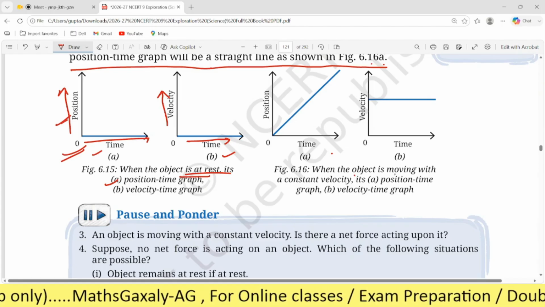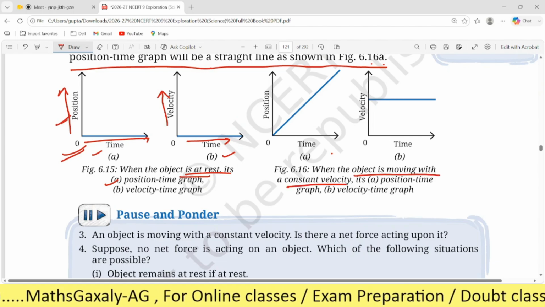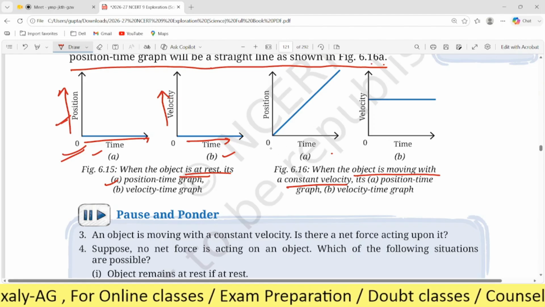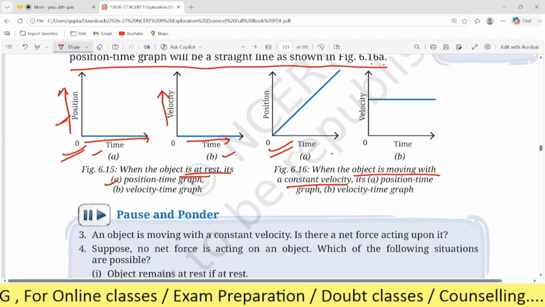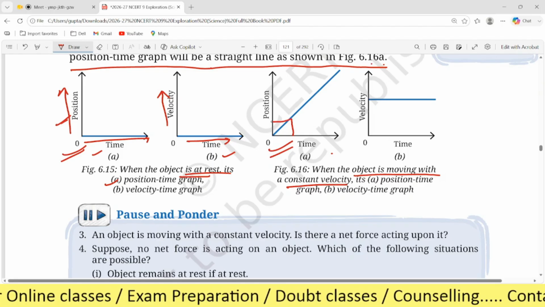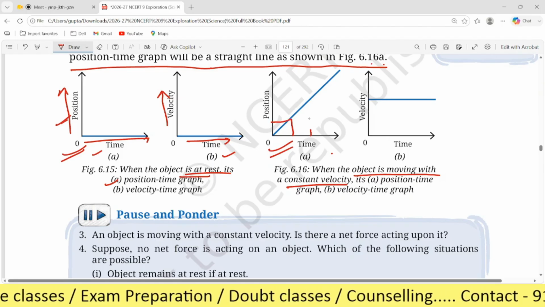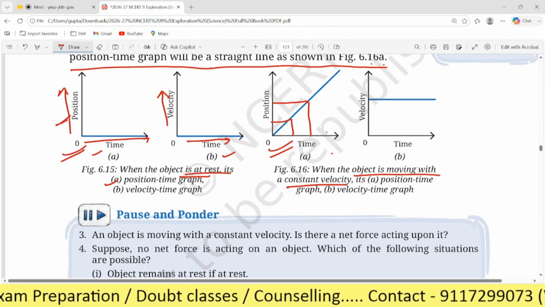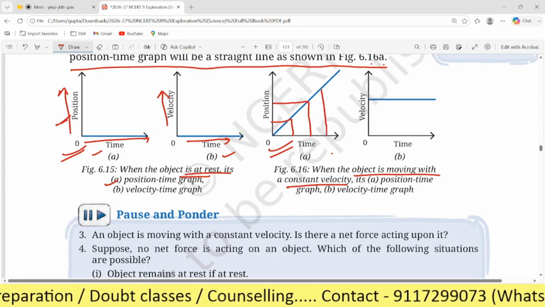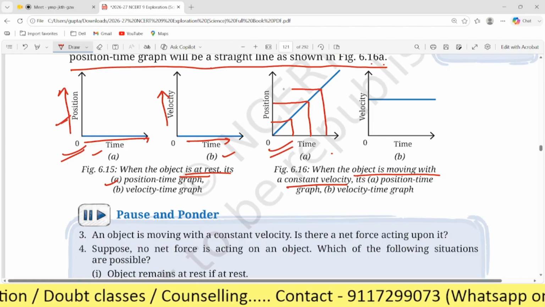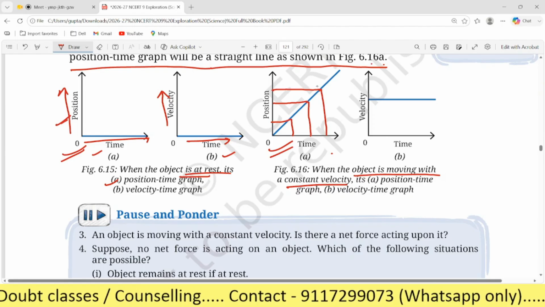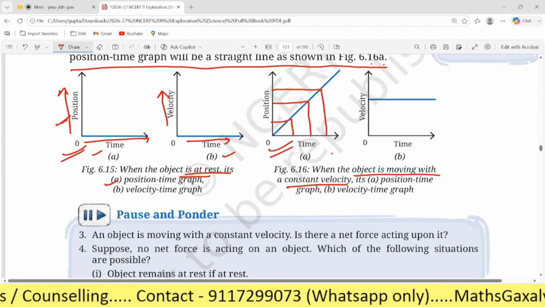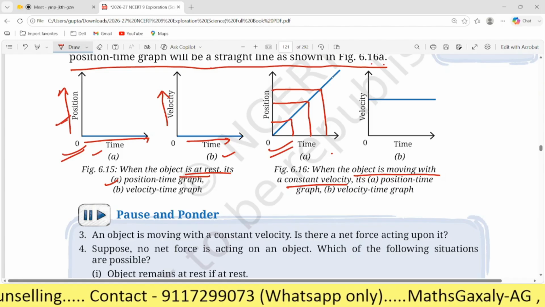The second is when the object is moving with a constant velocity. So when it is moving with a constant velocity, the position-time graph will be this one. As you increase the time, the position will also change, right? Okay, as you can see here. Is it clear now? So here the body is moving with a constant velocity. That's why it will be a straight line like this.